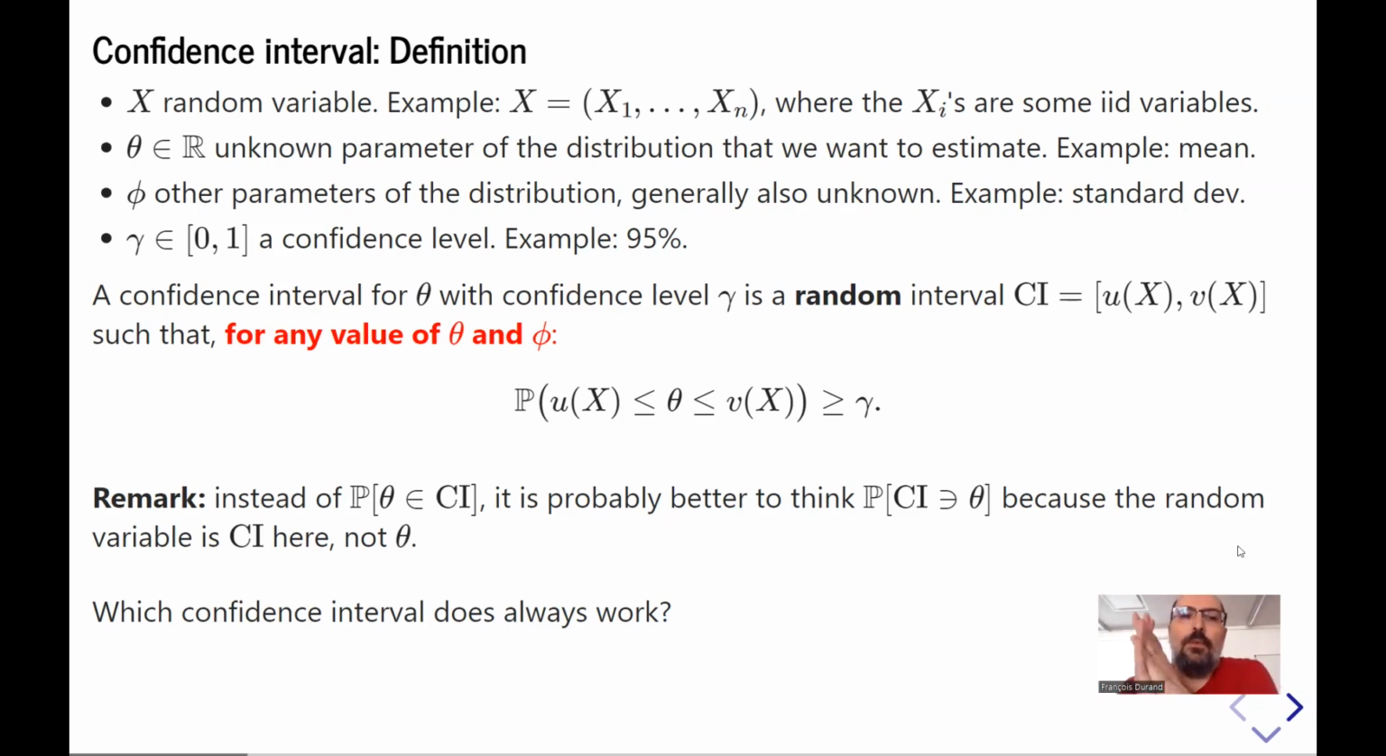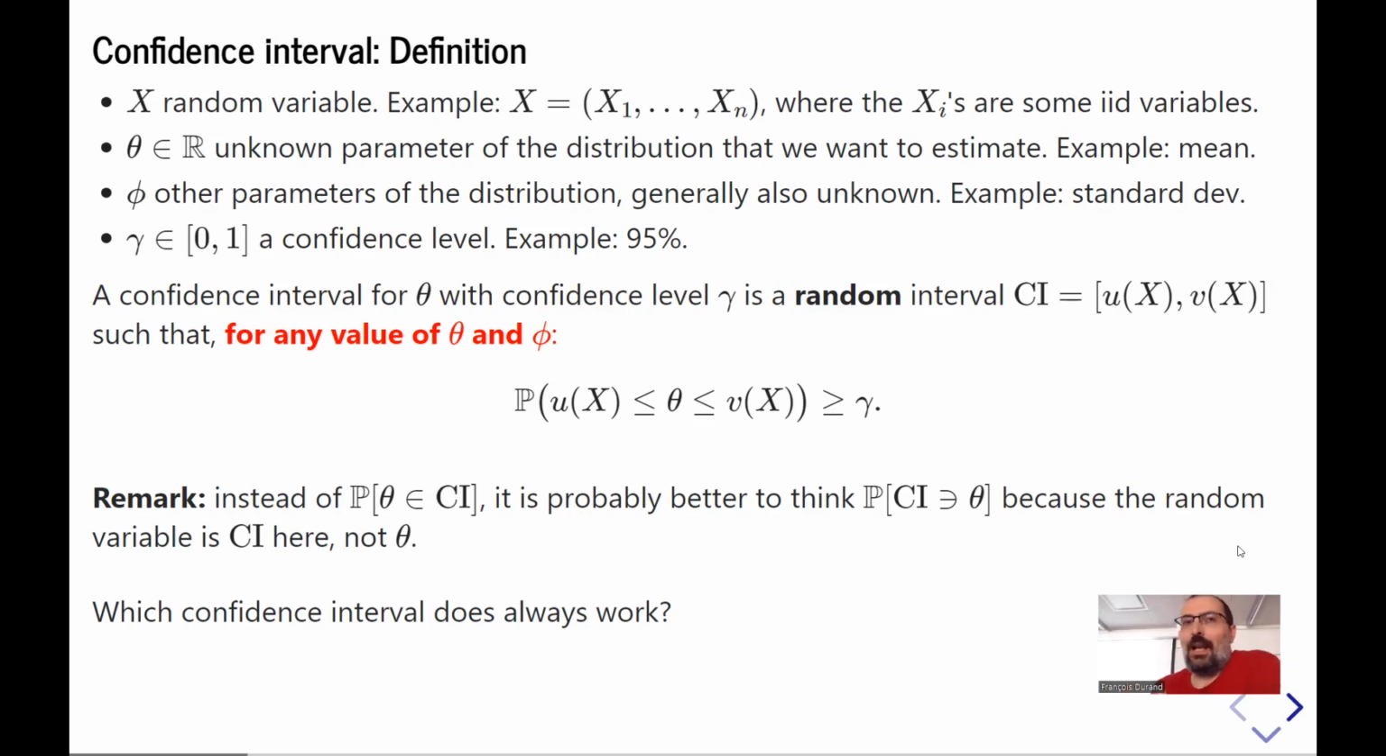A confidence interval for the parameter that you want to estimate, theta, with the confidence level gamma, is a random interval. It's very important that it's a random interval that you deduce from X, and that is such that whatever the true value of theta and phi are, the probability that the interval contains theta is at least gamma.